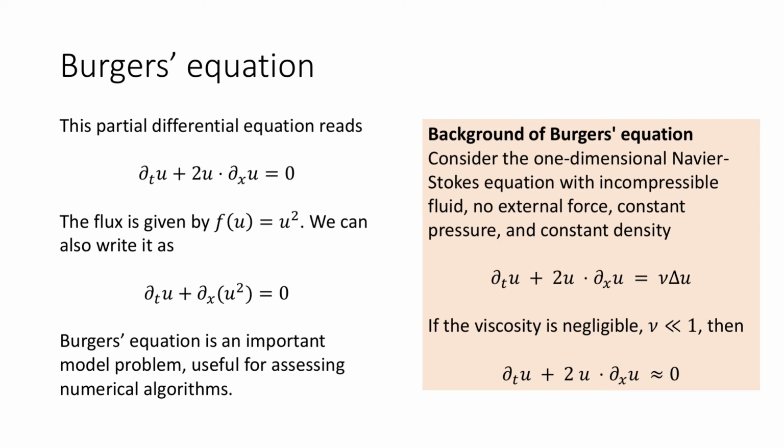So in particular, we can also write this as the time derivative of u plus the x derivative of u squared equals 0. The background of Burgers' equation is, on the one hand, just being an important model problem for numerical methods for conservation laws. If we want to test a numerical method, then Burgers' equation is a model problem. And if the method fails for that model problem, then probably it's not going to work for anything more complicated.